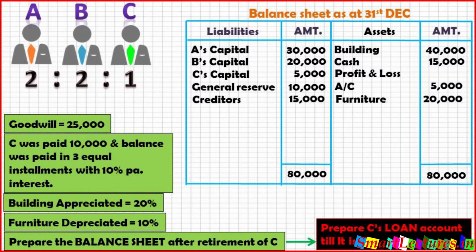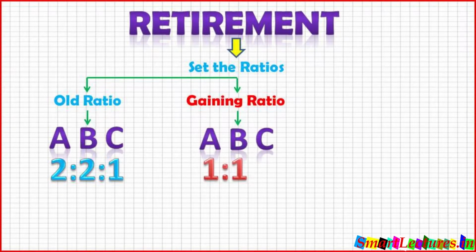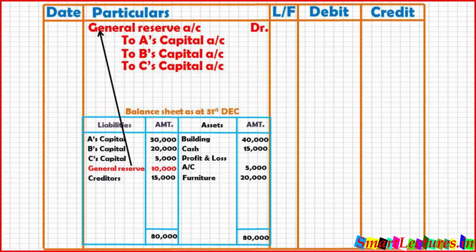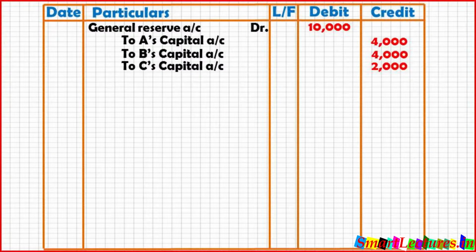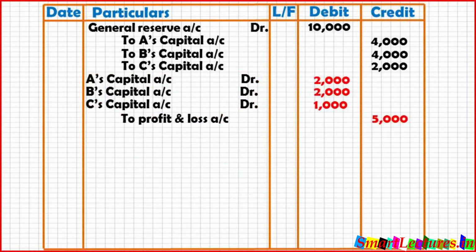So first of all, we have to set the ratios. A, B, C old ratio was 2:2:1 and the gaining ratio will be 1:1 and the new ratio will be 1:1. So first of all, let's start the journal entries. Accumulated profit, general reserve to A, B, C, 10,000, 4,000, 4,000, 2,000, then accumulated loss, A, B, C to profit and loss account, 2,000, 2,000, 1,000, 5,000.